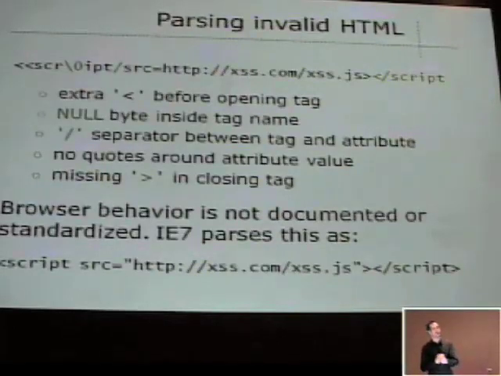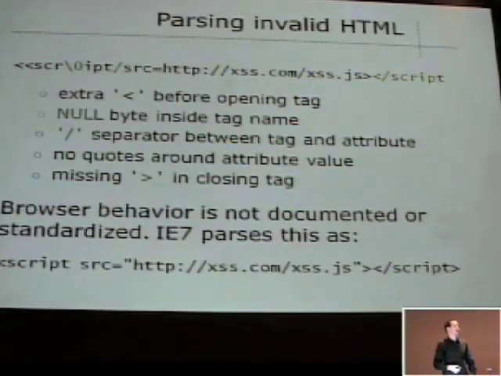It shows 5 different ways you can bypass filters if they assume that they parse the HTML the same way the browser does. So here we have an extra less than sign before the opening tag. We have a null byte inside the tag name. This is interesting. In Internet Explorer, you can put null bytes anywhere in the HTML, as many as you want, and they just get completely ignored. So you can use them to break up the name of the tag.